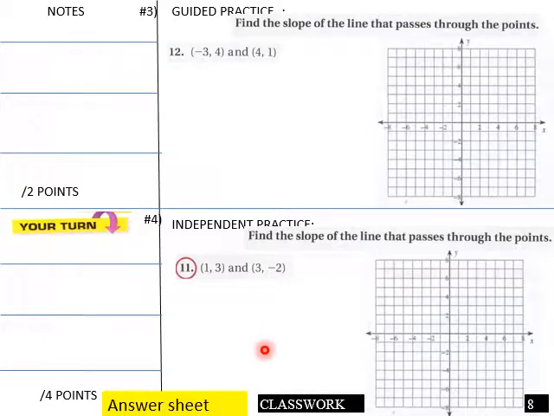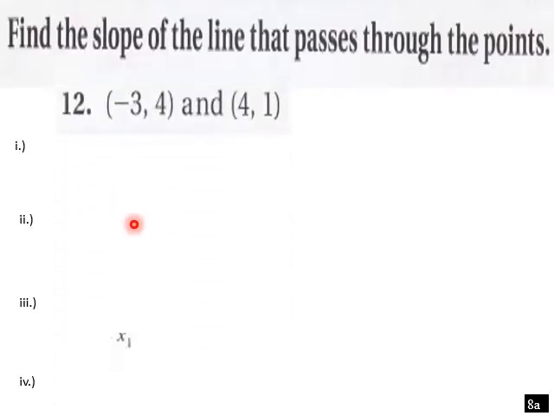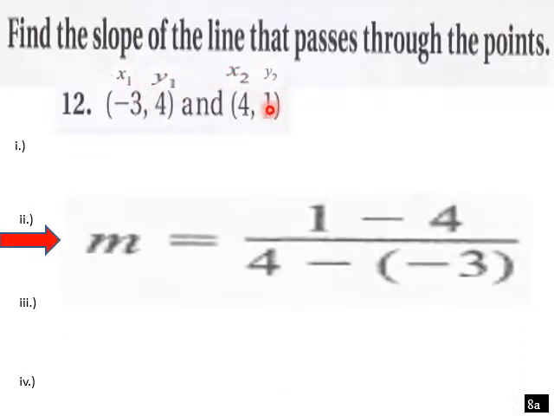Okay, our next one to practice here. (-3, 4) and (4, 1). It might help you if you actually plot these to visualize. We're going to do it algebraically though. (x1, y1), (x2, y2). So here we go. We just plug right in here. 1 minus 4, y2 minus y1, and then x2 minus x1, 4 minus a -3.